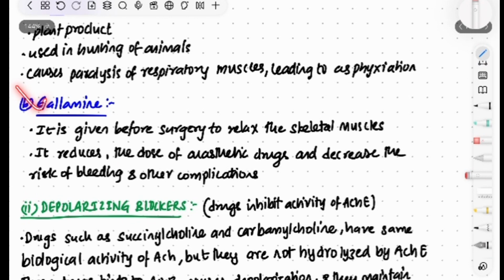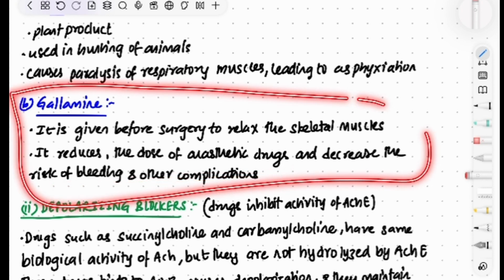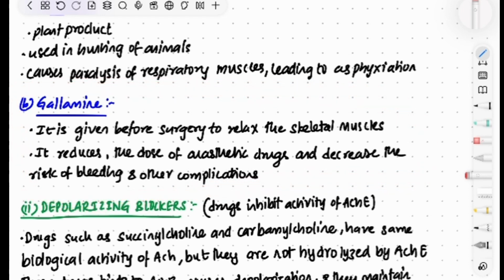Next, gallamine. This gallamine is very important. It is given before surgery to relax the skeletal muscles. It reduces the dose of anesthetic drugs and decreases the risk of bleeding and other complications. So this is an important neuromuscular blocker used in the medical field.